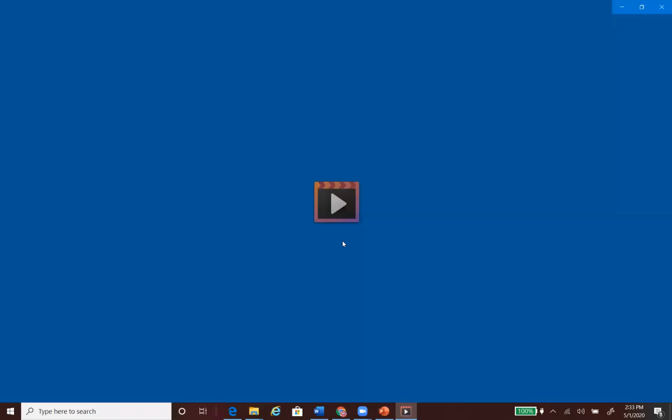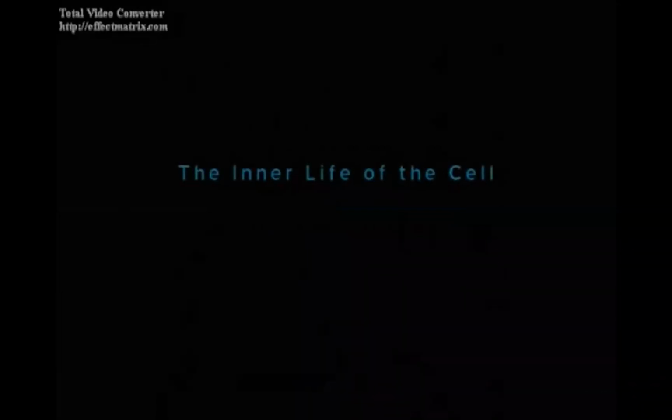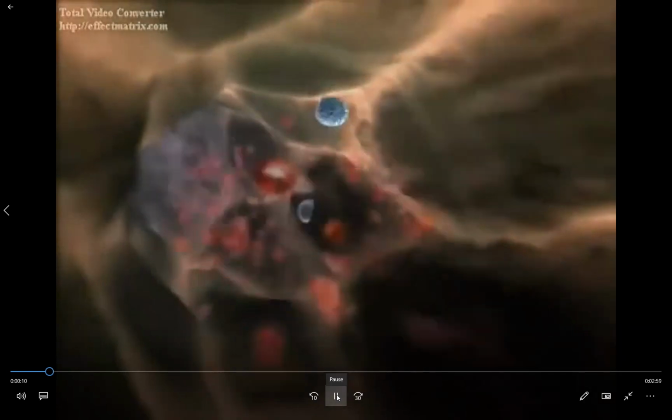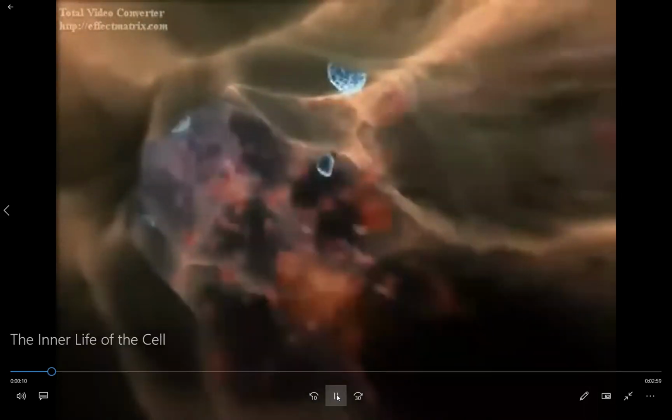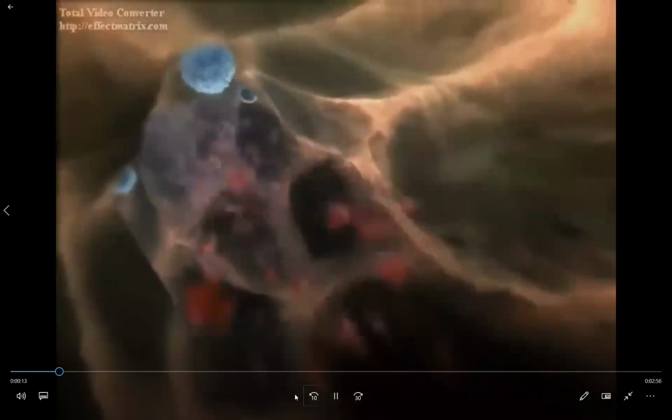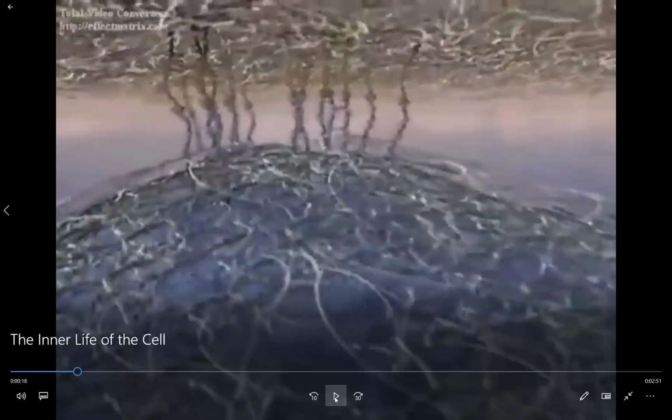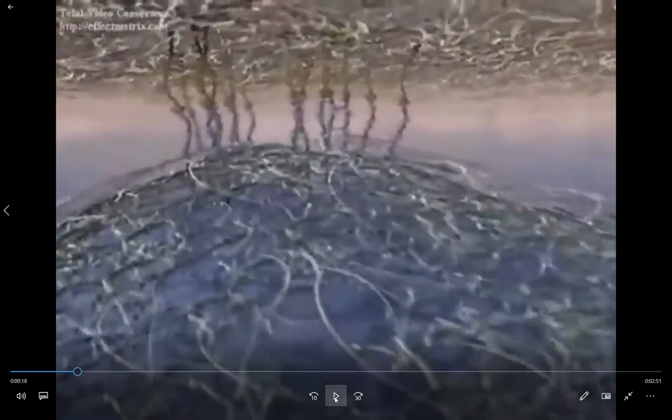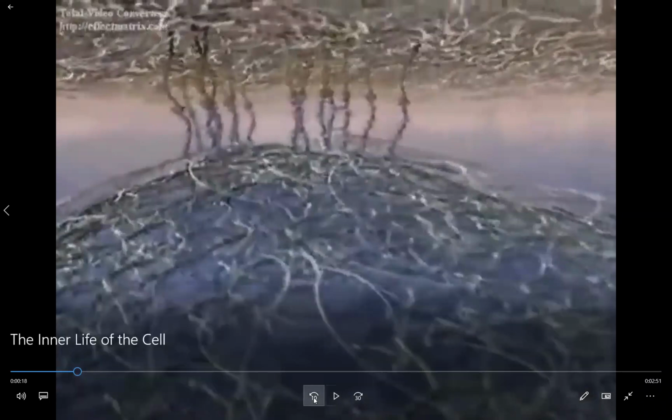So here it is. Now there's some music to this, but I don't know if you can hear the music. So here is the story. This is the story of a white blood cell. Remember, this is the type of cell that is going to protect you against invaders.